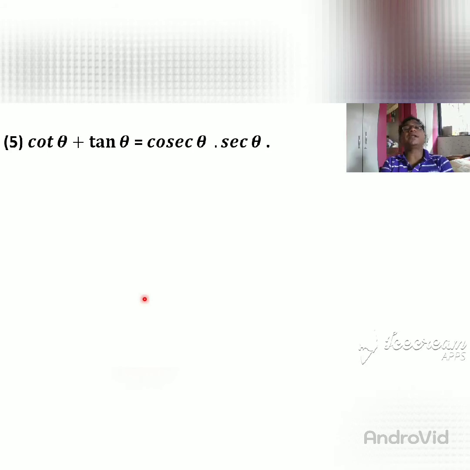So cot theta plus tan theta is equal to cosec theta into sec theta. How many sides are given? 2 sides. This is the left hand side, this is the right hand side. So you can solve any side. Some clever students say, sir, you solve from the left hand side, I will solve from the right hand side. No problem. You can solve the left side first or the right side first. You have the choice. I will solve the left side first.